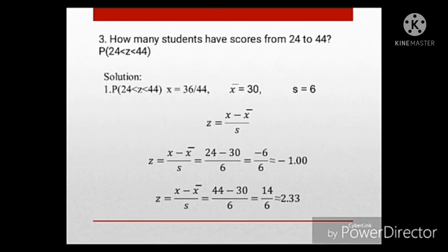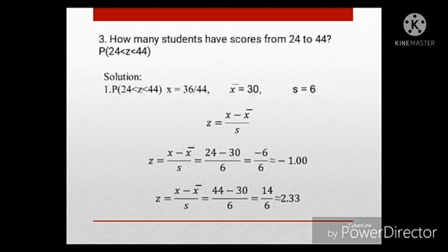First, I will replace the x by 24 and the mean by 30 and 6 for the standard deviation. Then subtract 30 from 24. The answer is negative 6. After that, divide negative 6 by 6. The answer is approximately negative 1.00.